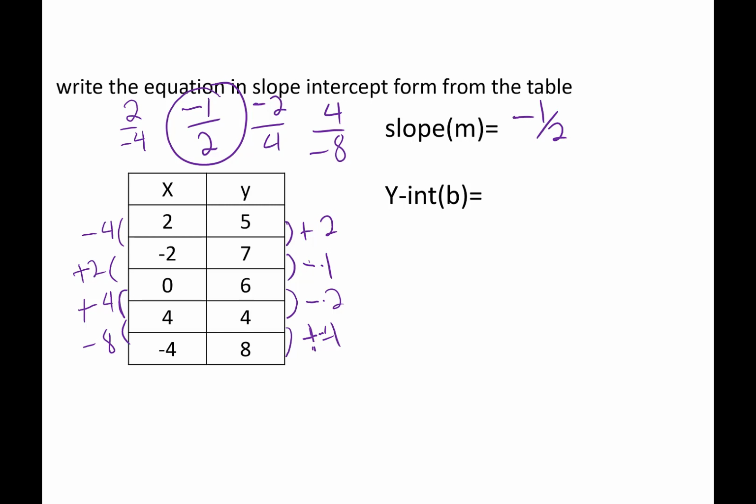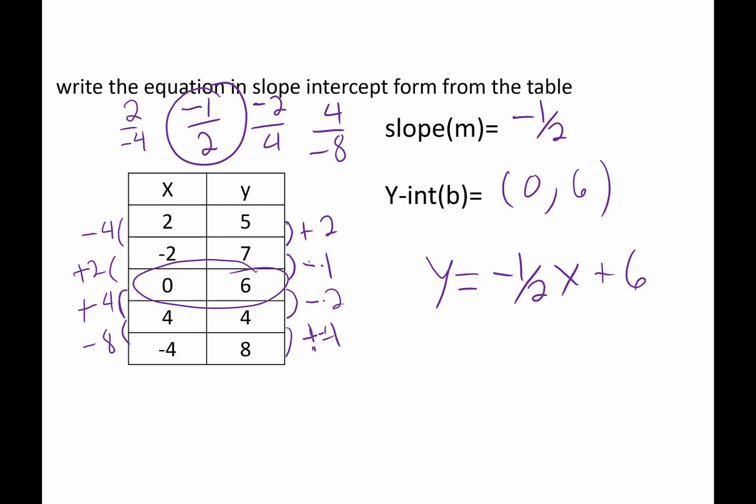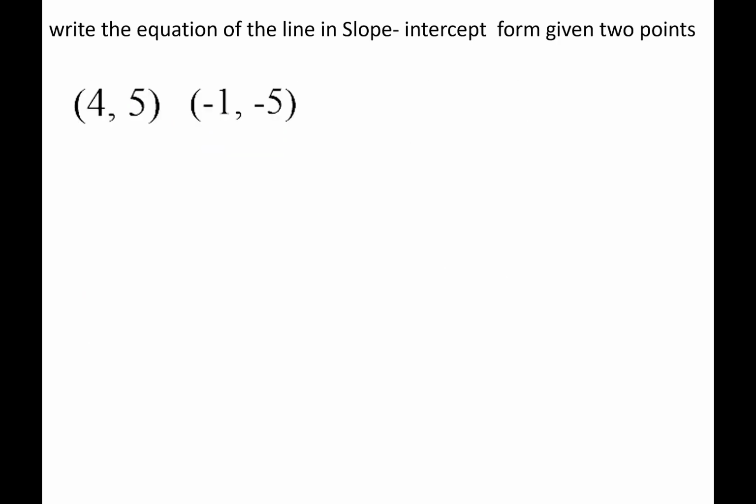My y-intercept is the point 0, 6. So my equation is going to be y equals negative 1/2 x plus 6. And there we have it. We're going to look now, what if I am given 2 points?